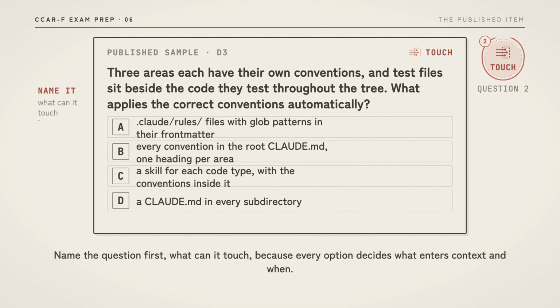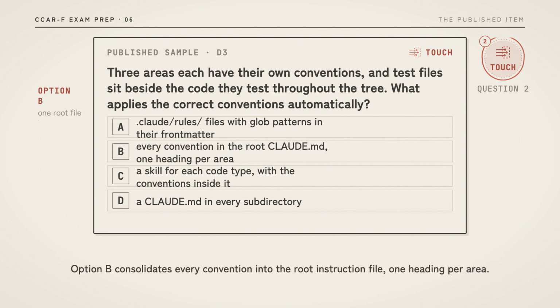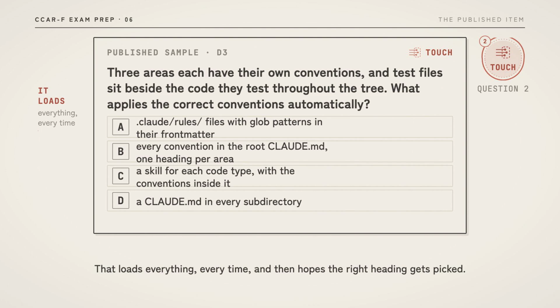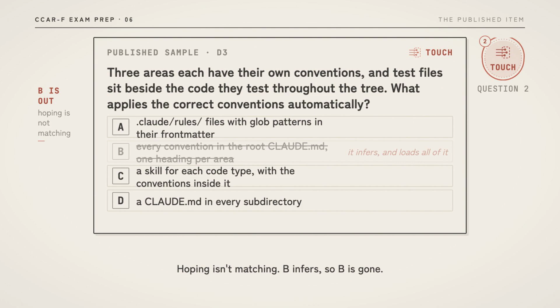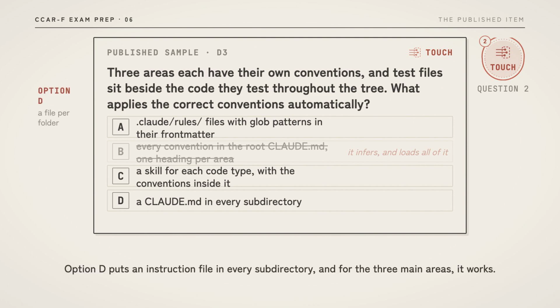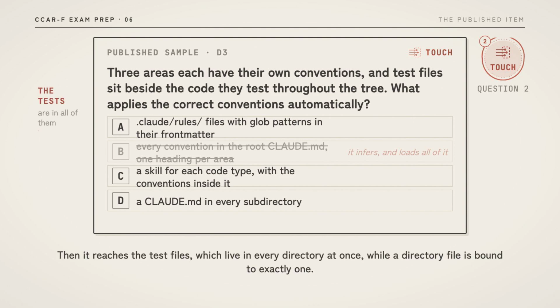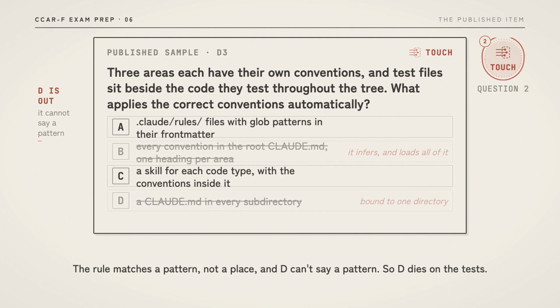Name the question first, what can it touch? Because every option decides what enters context and when. Option B consolidates every convention into the root instruction file, one heading per area. That loads everything every time and then hopes the right heading gets picked. Hoping isn't matching. B infers, so B is gone. Option D puts an instruction file in every subdirectory, and for the three main areas, it works. Then it reaches the test files, which live in every directory at once, while a directory file is bound to exactly one. The rule matches a pattern, not a place, and D can't see a pattern, so D dies on the tests.